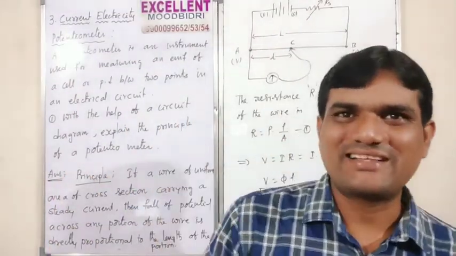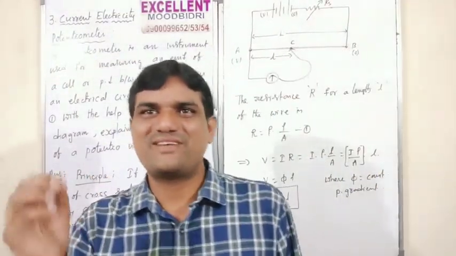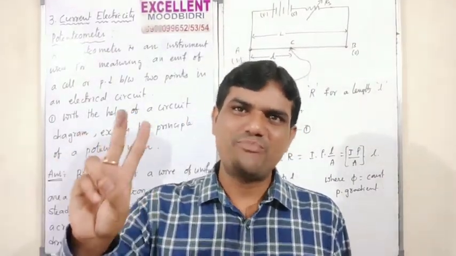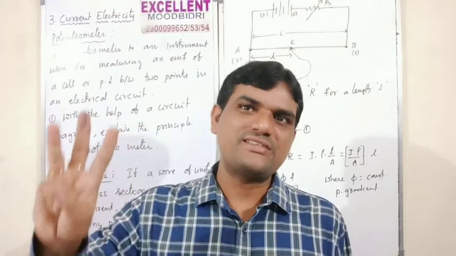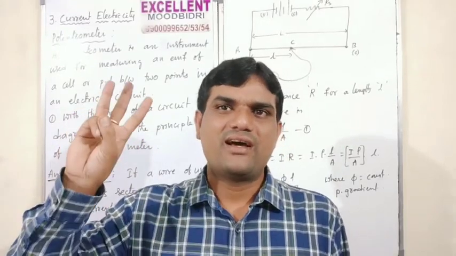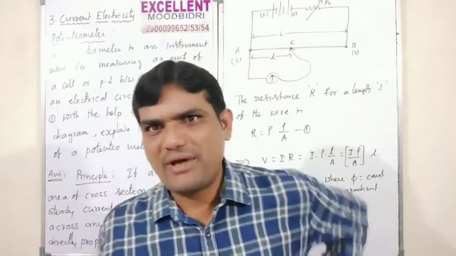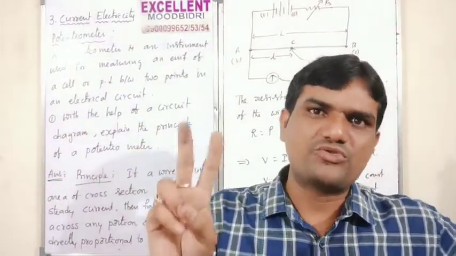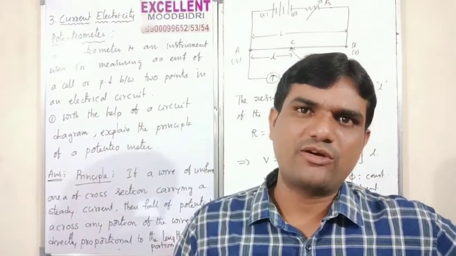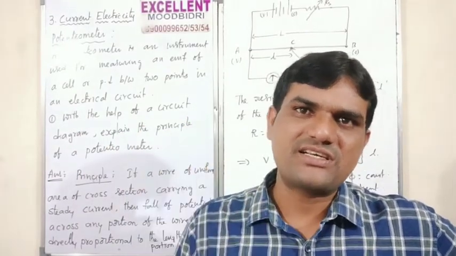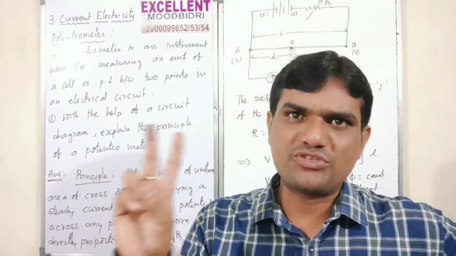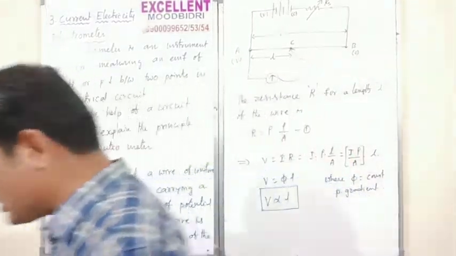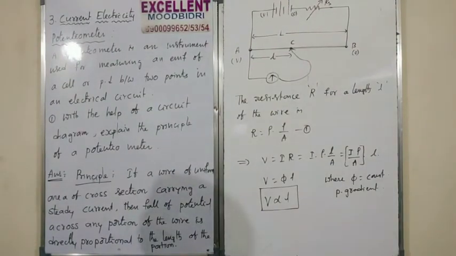So we have three questions. First one is the internal resistance of a cell. Second one is the EMF of a cell. Third one is the comparison of EMF of cells, which is very important. Two questions we will do in the practical: the internal resistance of a cell and the comparison of EMF of cells. These two are practical questions. What a potentiometer is and its principle, I will give you right now.